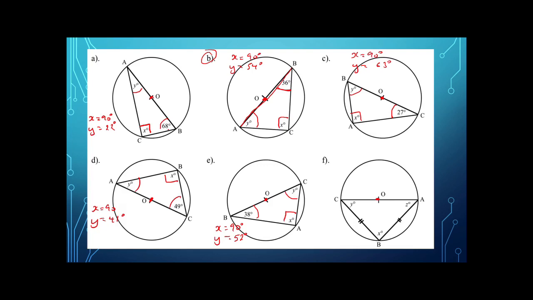And question F, again, it's a diameter passing through the center of the circle, therefore x must be 90 degrees. Now in this case, we're told that this is an isosceles triangle. That's what those two lines mean. Those two angles are the same size. So therefore y and z must add up to 90, and they must be the same, so they're both 45 degrees.